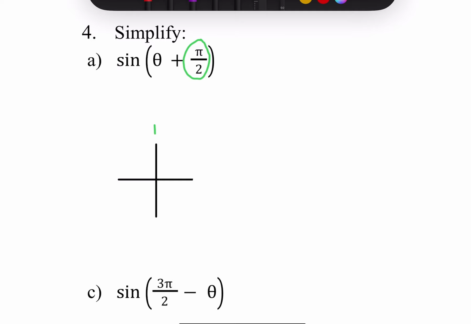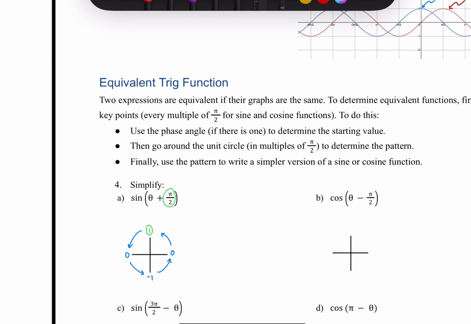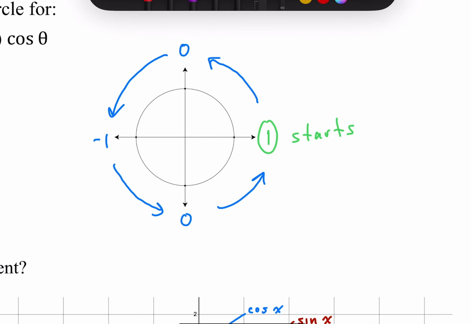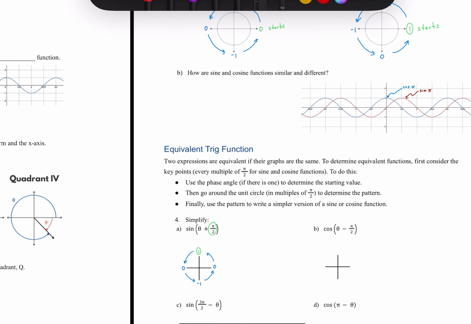And then I'm just going to go from there. So in starting here, I then go around the way I normally would, and then the y value here is 0, and here it's -1, and then it goes back to 0, and on it goes. So I need an expression, sine or cos, and I think in this case, because it's starting at 1, that means I'm looking back here at this cosine function.